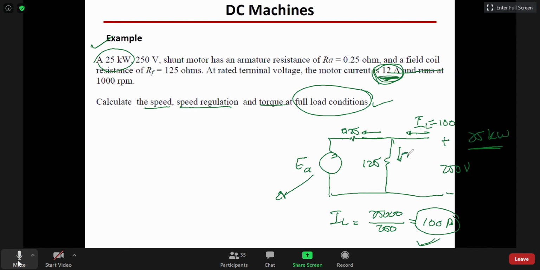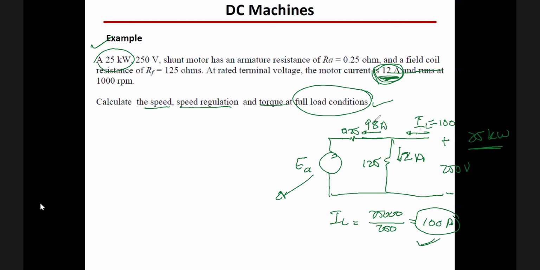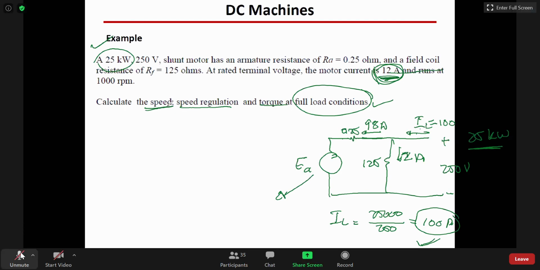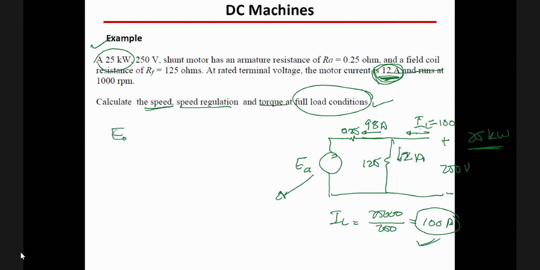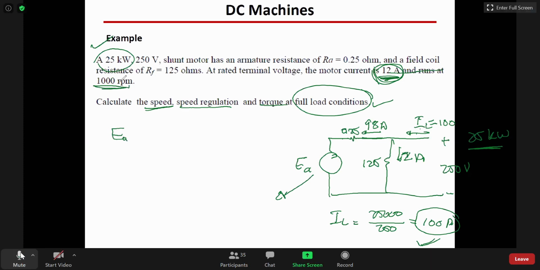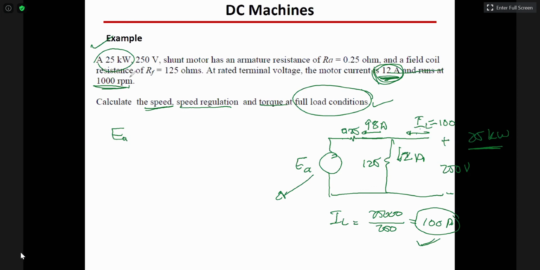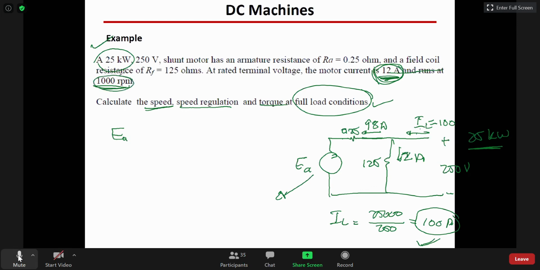Okay. So what is the current here at field? Which is 2 again, right? What about the current here in the armature? 98. So the question is find the speed. Can we find the speed? Speed is the same. We found it. It's the same equation, right? Is it this one at 1000 RPM? No. This speed is for the 12, right?